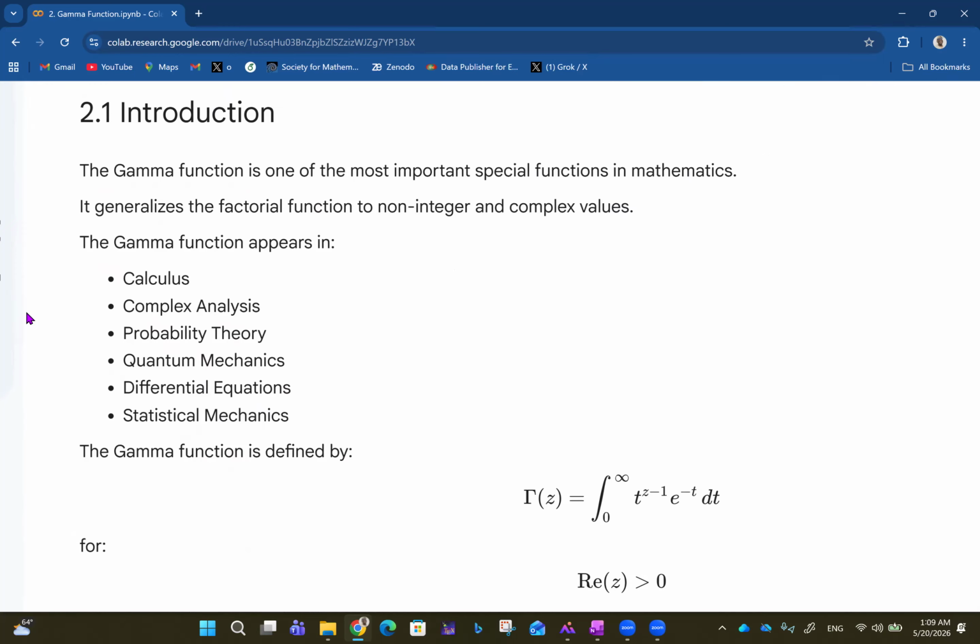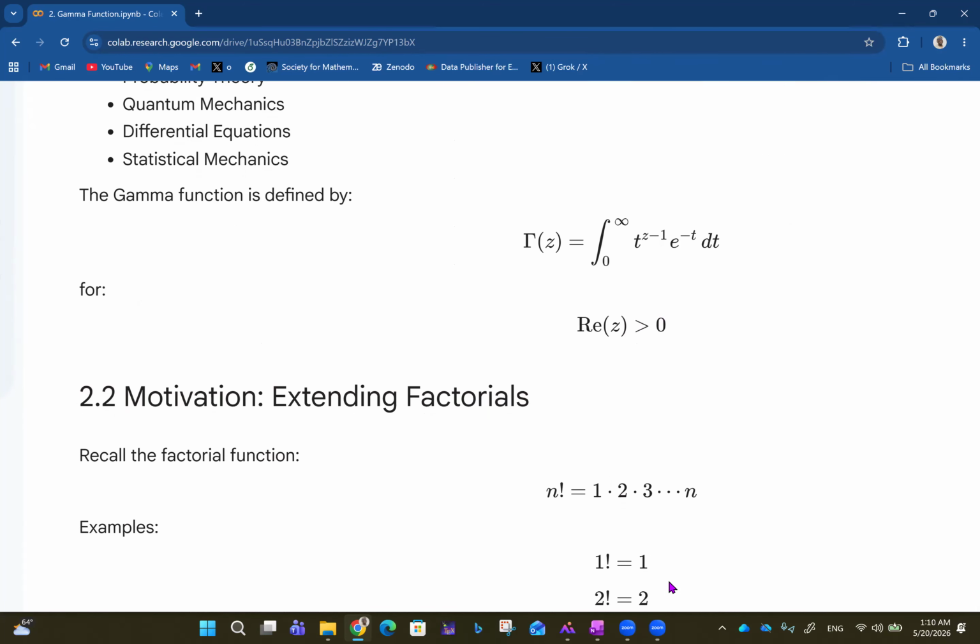The gamma function is defined by gamma of z equals the integral from 0 to infinity of t raised to the power z minus 1, e raised to the power minus t, dt, for the real part of z greater than 0. Now, in the last video, one of the worked examples I solved by hand was showing that gamma of z plus 1 is equal to z gamma z. So that was the kind of thing we saw there.